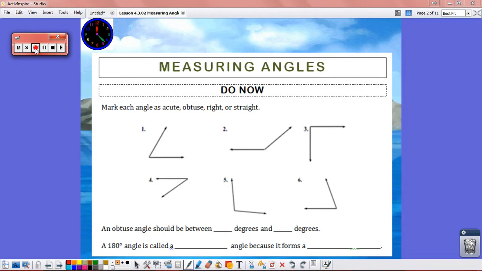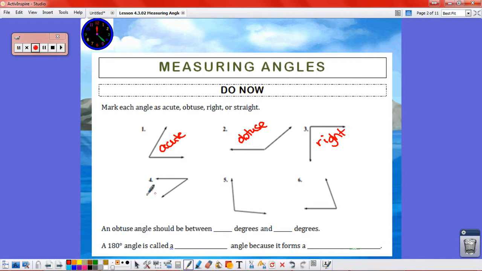When classifying angles, we move directly into measuring angles. Very natural transition. And the warm-up is a really great start for today's lesson. We mark each angle as acute, obtuse, right, or straight. So it's pretty easy. This one is acute, less than 90. This one is obtuse. This one is probably a right angle.